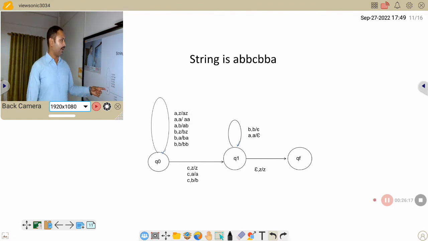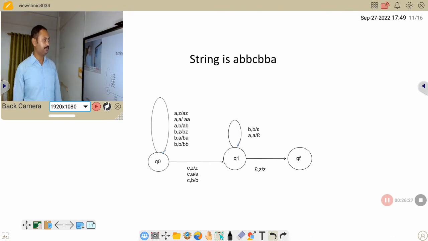Now again another B we have to add. So the inputted symbol is B and the previously added symbol is B. So we can easily add B over B.